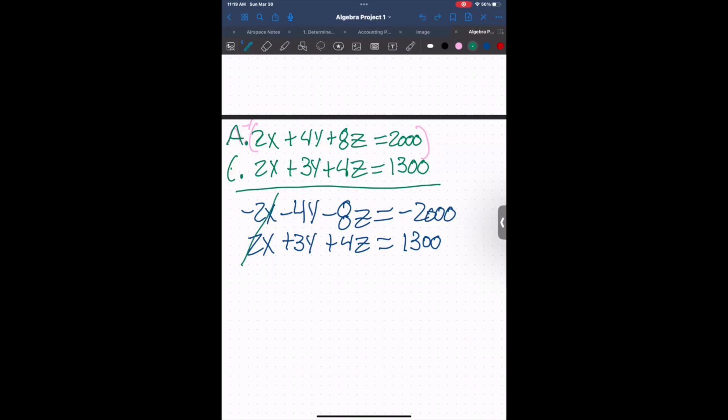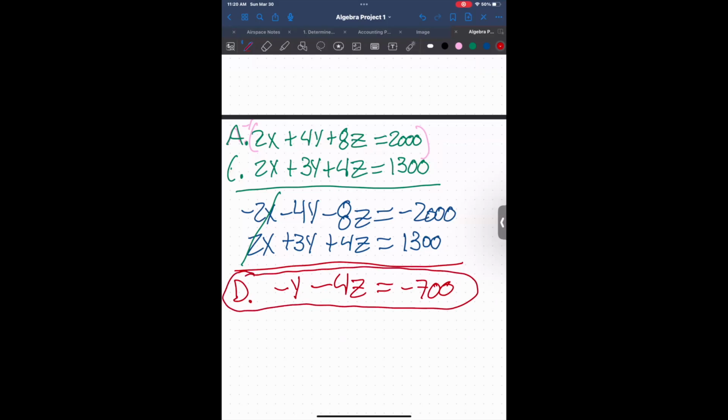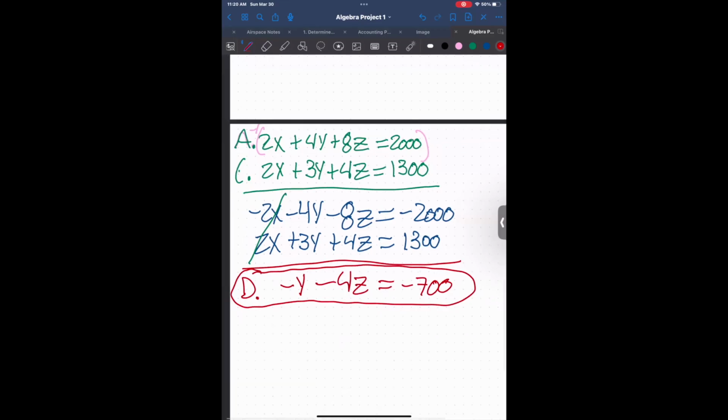Now let's make that a little bit more clear. X is gone. Now we're going to solve for both of these. So -4y plus 3 is -y. That's a -y minus 4z equals -700. And since we just amalgamated a group, we're going to call this D. Okay. So we don't have to deal with this right this very second, but we're going to keep that one in the back of our head.